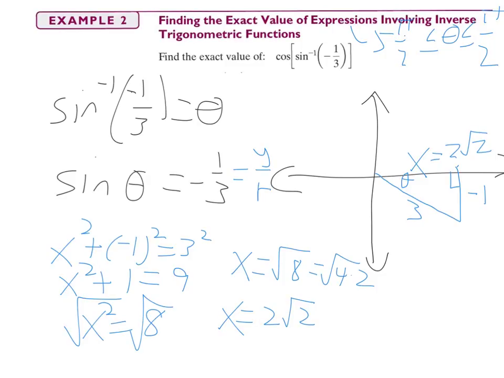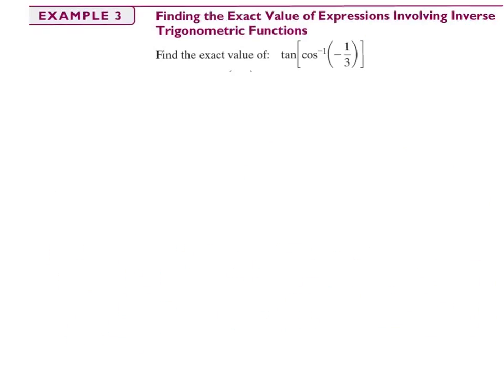So now that we have the sides of our triangle, we can take the cosine. Remember, cosine of this angle is equal to adjacent, which is 2 square roots of 2, all over the hypotenuse, which is 3. So the cosine value we're looking for is 2 square roots of 2 over 3.